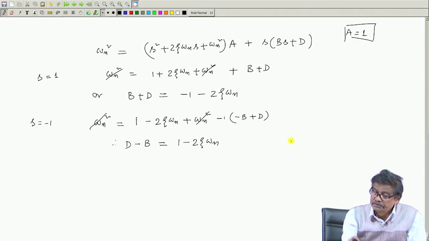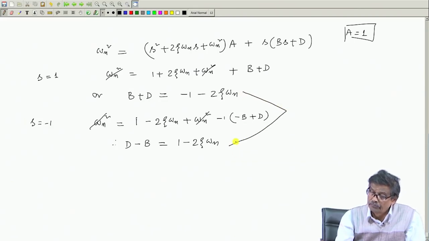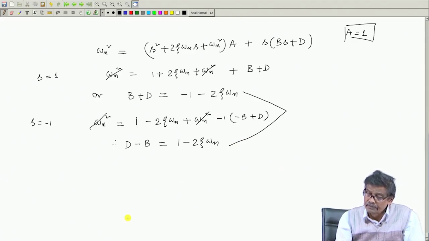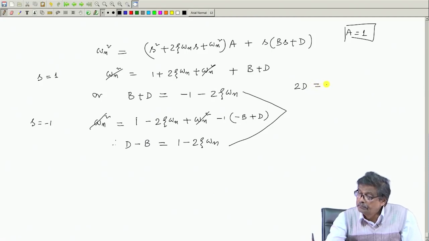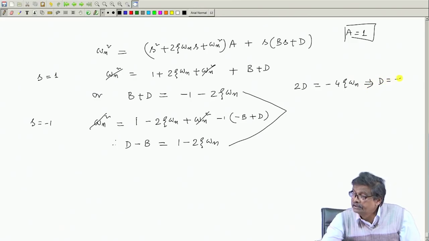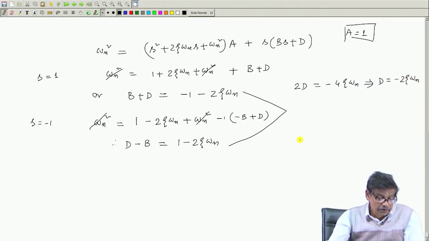You bring this to this side, leave it here on this side. So, this is the thing. So, these two equations you have to solve. So, add them and you get the value of D. So, 2 D by adding these two equations you will be getting minus 4 zeta omega n, which implies that D is equal to minus 2 zeta omega n. You know? So, D will be minus 2 zeta omega n.